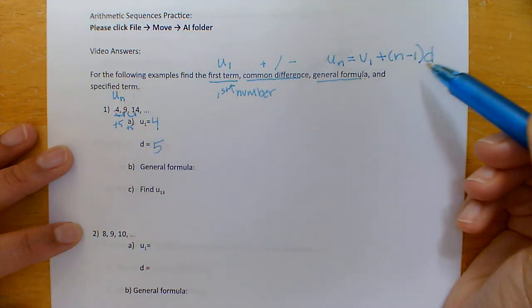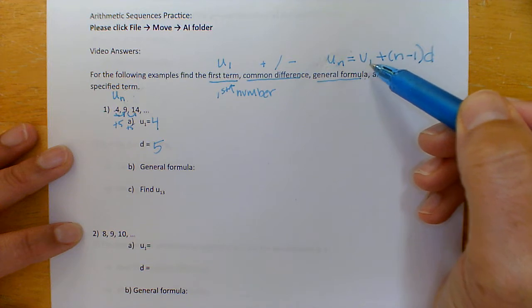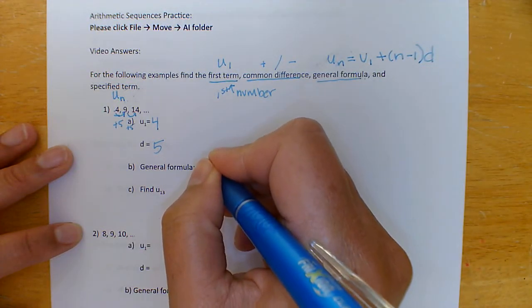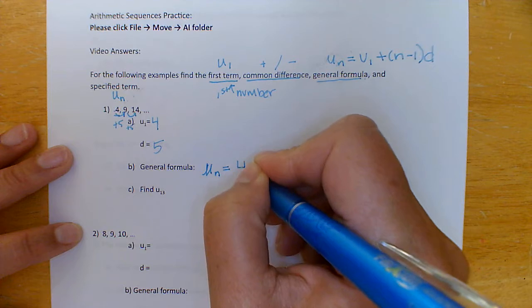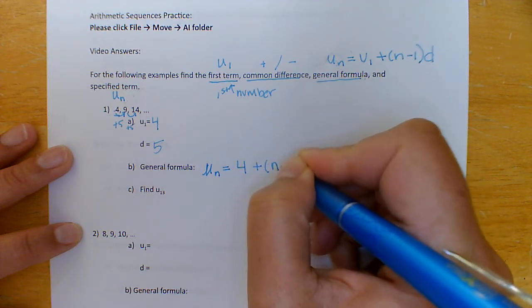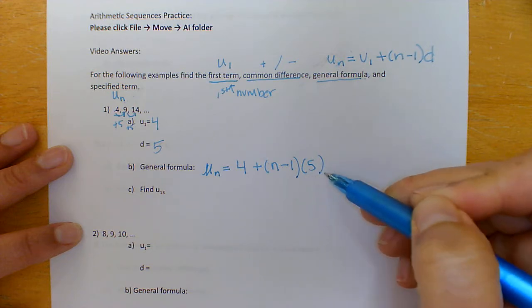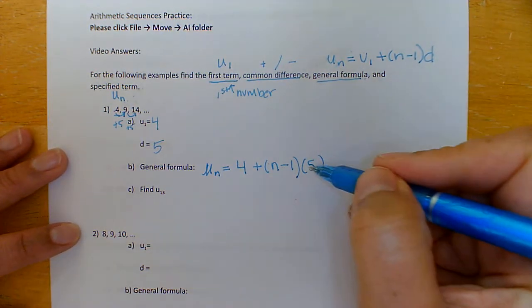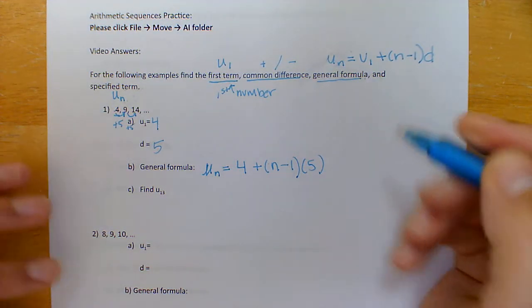Our general formula. So here's our general formula. The reason why I had you find u sub 1 is because we're going to be substituting it in. The reason why I had you find the common difference is because we're going to be substituting it in. So u sub n equals u sub 1, which is 4, plus n minus 1 times our common difference of 5. And I do put parentheses. I like using parentheses around this because sometimes our common difference is negative, and I don't want it to look like a minus. I really want to kind of hug the number to keep it all together.